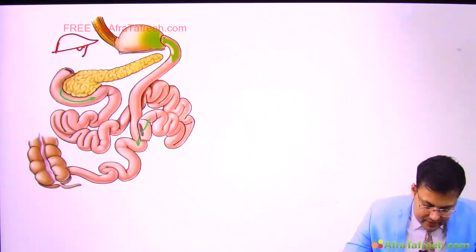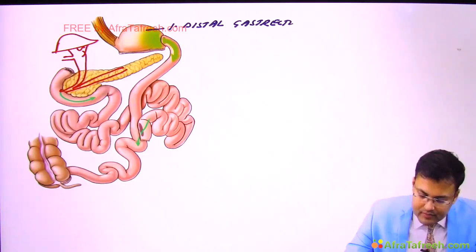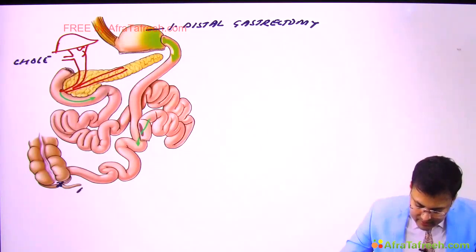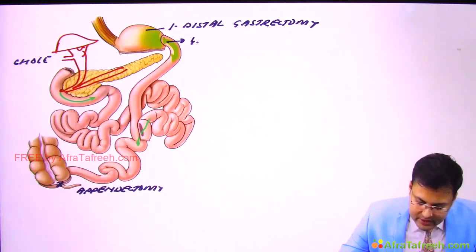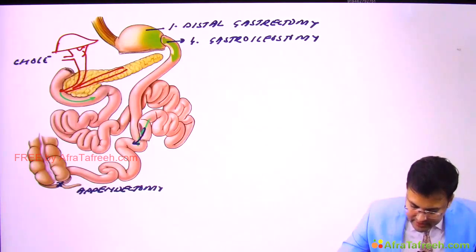This is the liver. The gallbladder has been removed. This is the pancreas. So what procedures are done? First you performed distal gastrectomy. You performed cholecystectomy. We performed appendectomy. And this anastomosis is gastroileostomy. And this anastomosis is known as jejunoileostomy. Clear? So these are the steps.